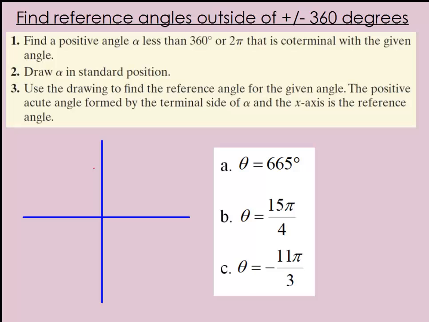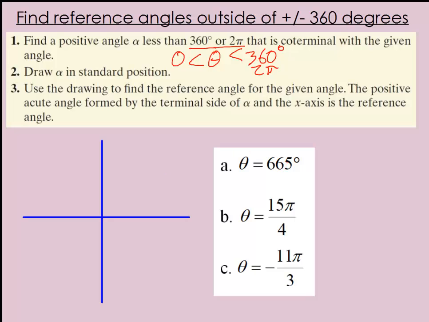All right, next thing. Find reference angles outside of 360 degrees. Well, you can't draw it on a unit circle, so just find a coterminal angle that's less than 360 degrees, or 2 pi, and also positive. So somewhere between 0 and 360 degrees, or 2 pi, whatever you're doing it in.